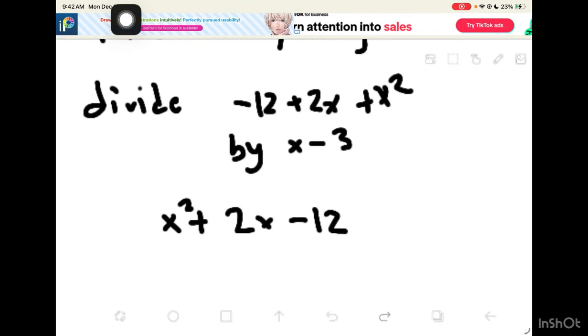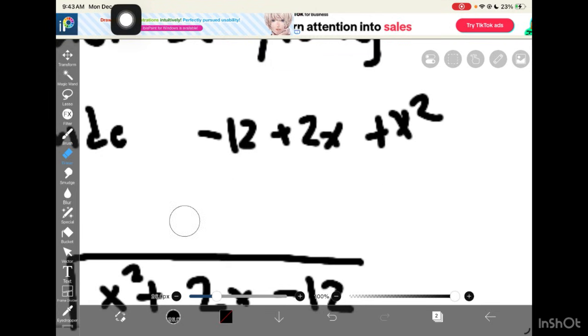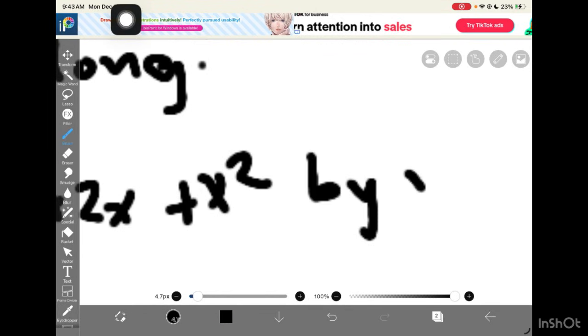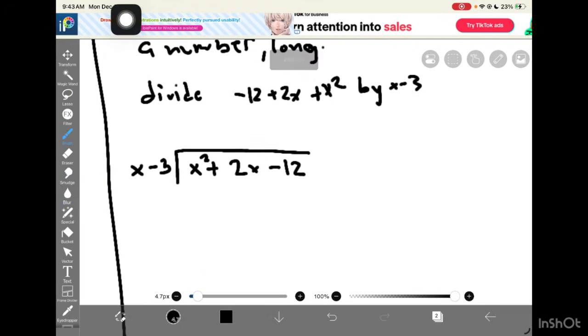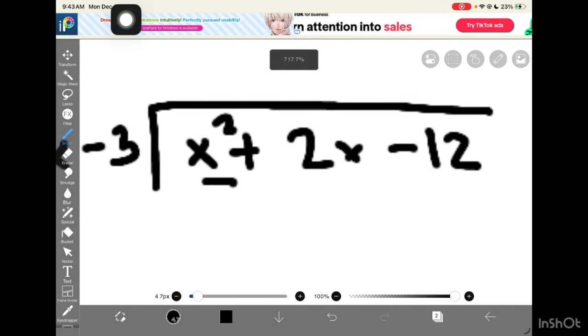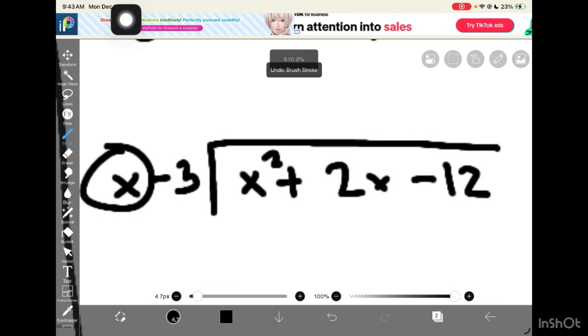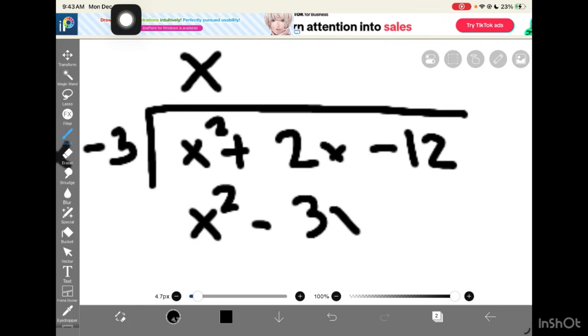Now, we're ready to do the long division. So obviously, you draw the same structure. Let's just erase this so we have more space. x minus 3. So first and foremost, we need to take x squared divided by x. That's just x. Now, we need to multiply x by x minus 3. So that's x times x, x squared. x times negative 3, negative 3x.